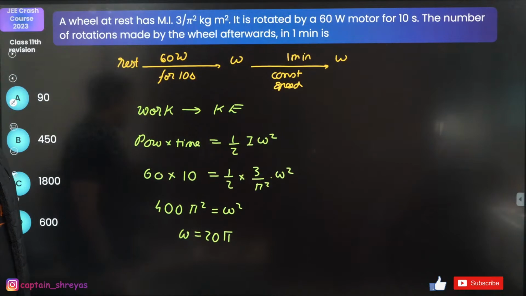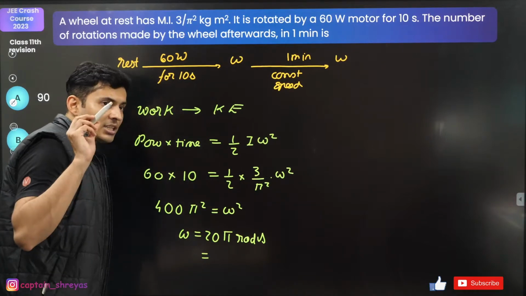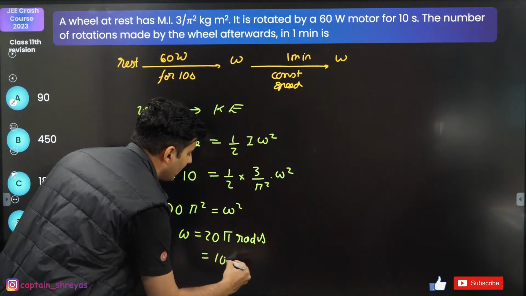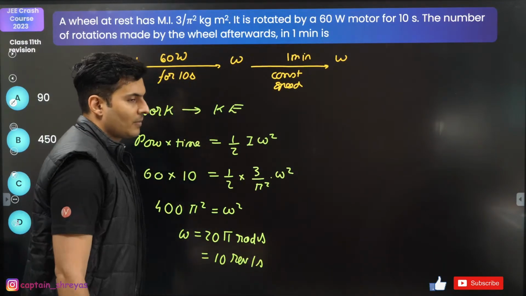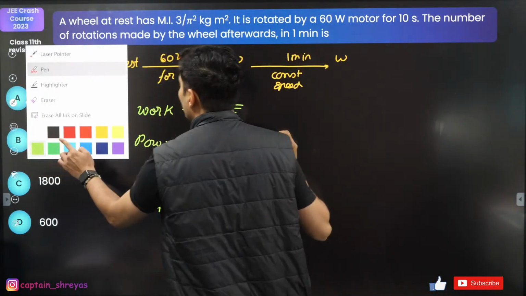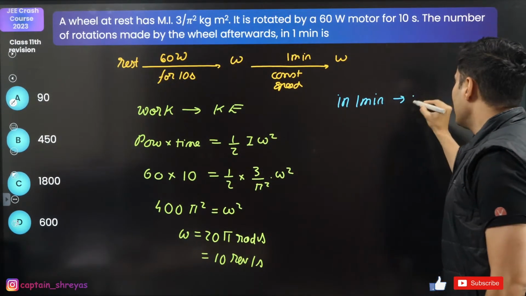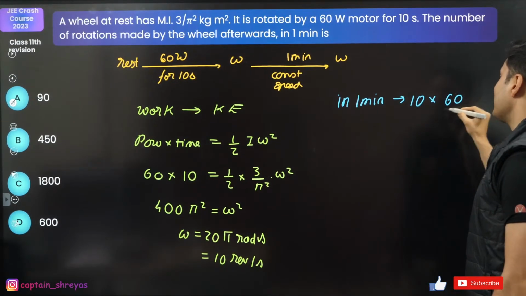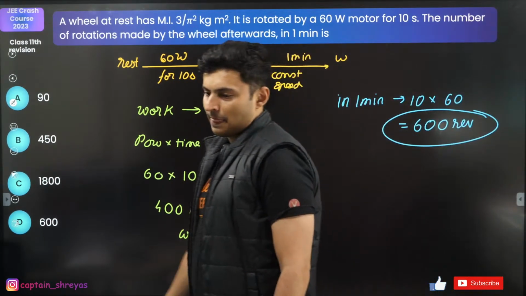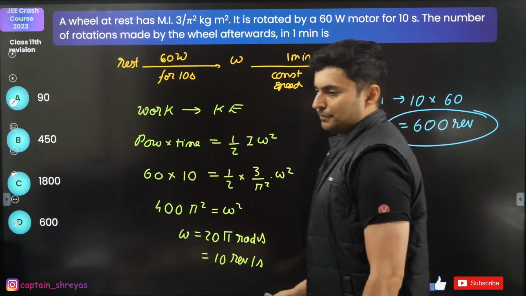If omega is 20 pi radians per second, each revolution is 2 pi radians. So 20 pi radians per second is basically 10 revolutions per second. Perfect. Now we can find out how many revolutions it undergoes in 1 minute. 10 revolutions per second into 60 seconds will be 600 revolutions. That is the answer. There you go, option D, of course.